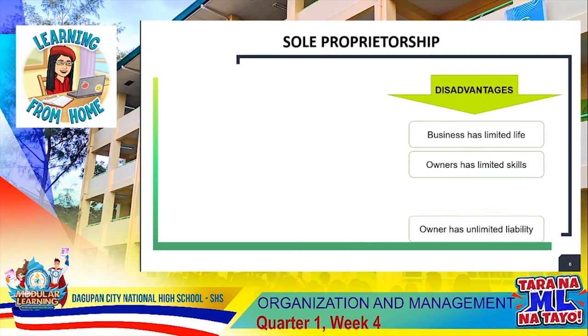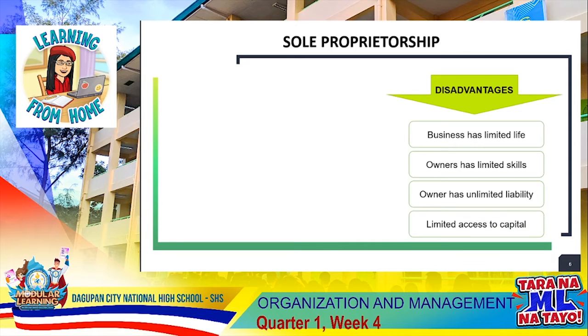The owner has unlimited liability. Business is not a separate legal entity. Therefore, owner is fully responsible for the debts of the business. Limited access to capital. The amount of capital is limited only by the wealth of the proprietor.